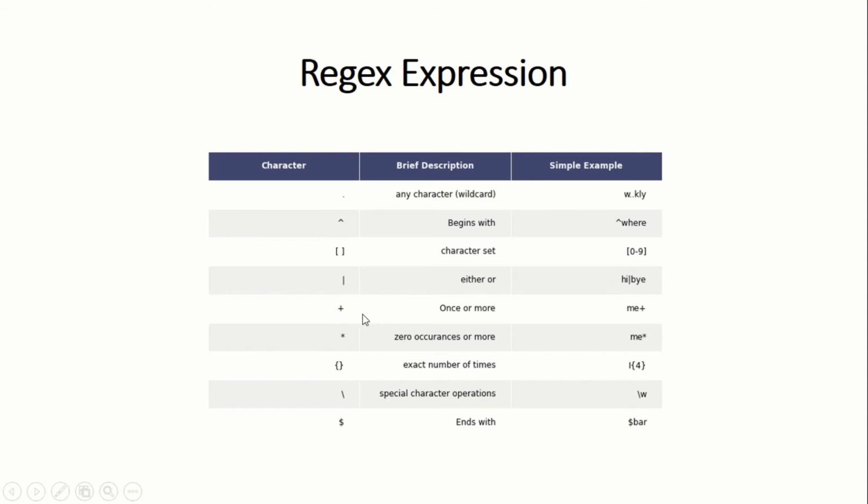And if you want to check whether your pattern has more than one occurrence of particular letters, for example here you have ME plus. It means the input pattern can have more than one occurrence of ME. If you want to represent 0 or more occurrences, then you give it as star. And if you have an exact number of occurrences, then you give it within curly brackets. So here you can see the L can appear 4 times. And if you have any special characters, then you can use a backslash. And if you want to indicate that something ends with, then you can use the dollar sign. So here you can see the pattern ends with BAR. These are the symbols we will use to check for a particular pattern.